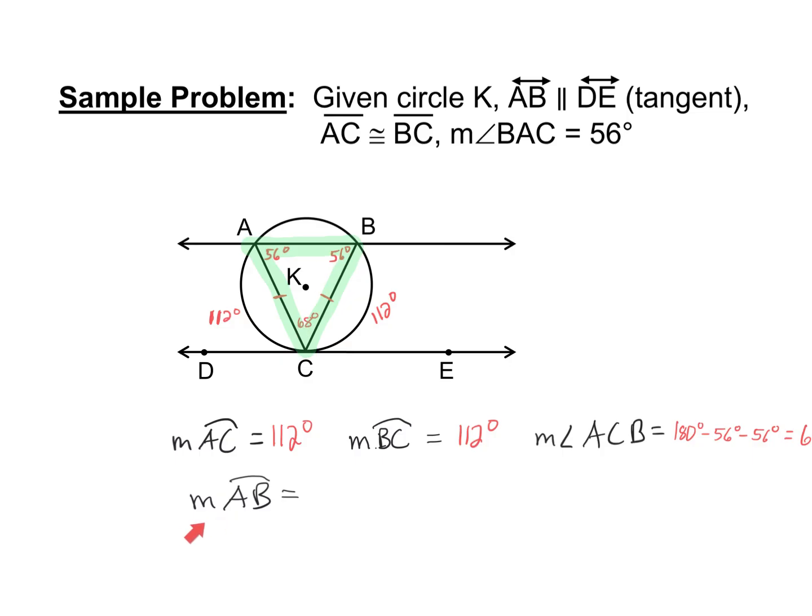Okay, and the last one, I want to find the measure of arc AB. And again, this is the arc, and there's a couple ways we can do that. First of all, the entire circle has to add up to 360. So 112 plus 112 plus whatever this is has to add up to 360. And if you do the subtraction, that makes this 136.